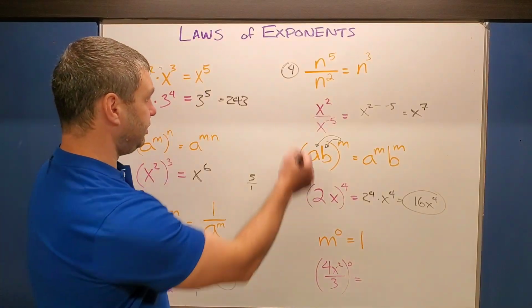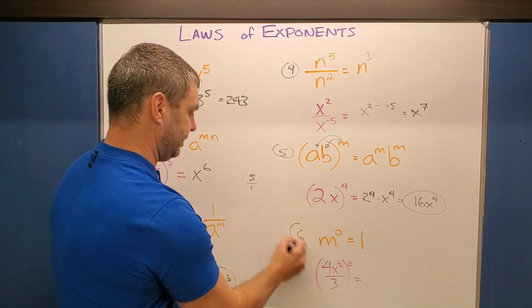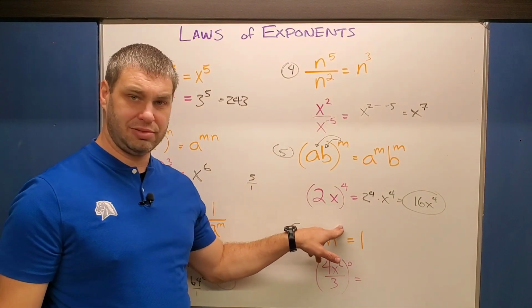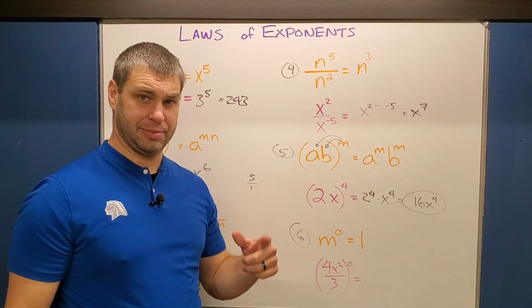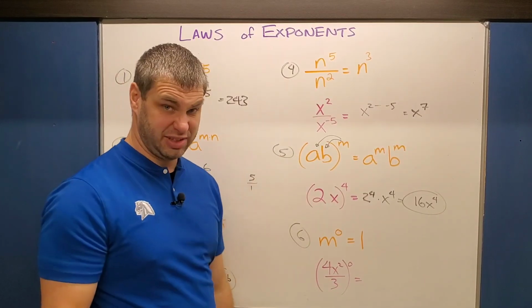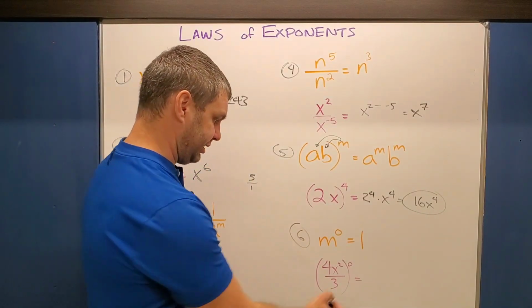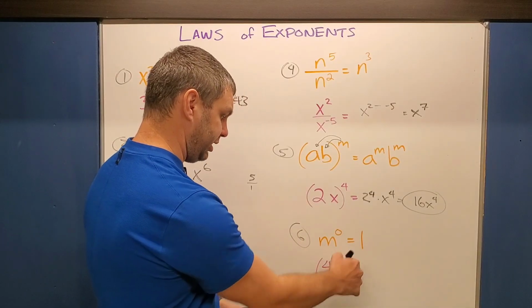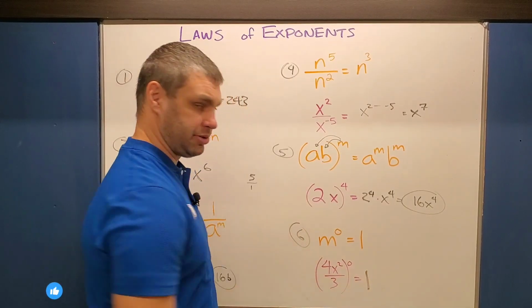All right, the last one, oops, that was 4, 5, and 6. The last one here is anything raised to the 0 power is 1. Again, I'm going to show you why these work in the next video, but it doesn't matter what's on the inside here. If I have a big quantity all raised to the 0 power, the answer is 1.